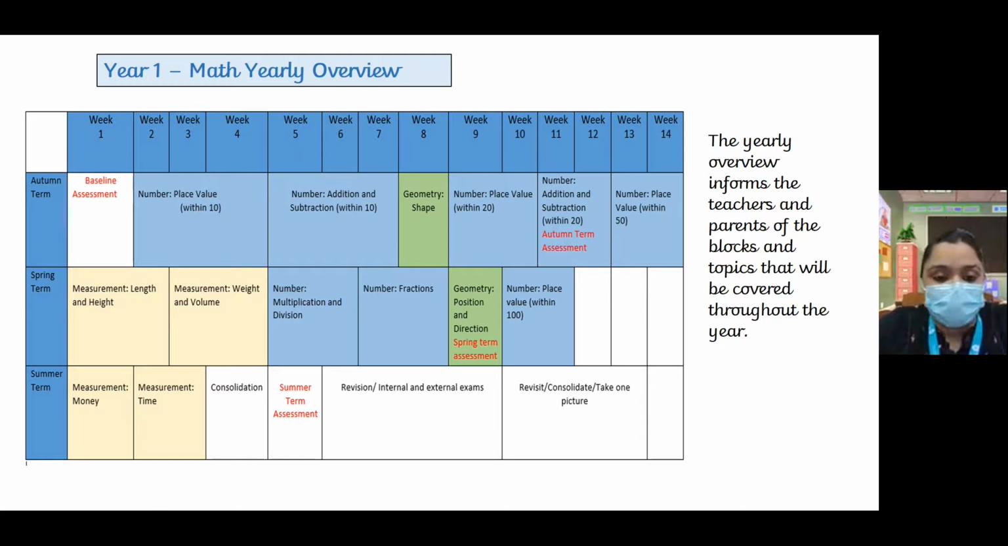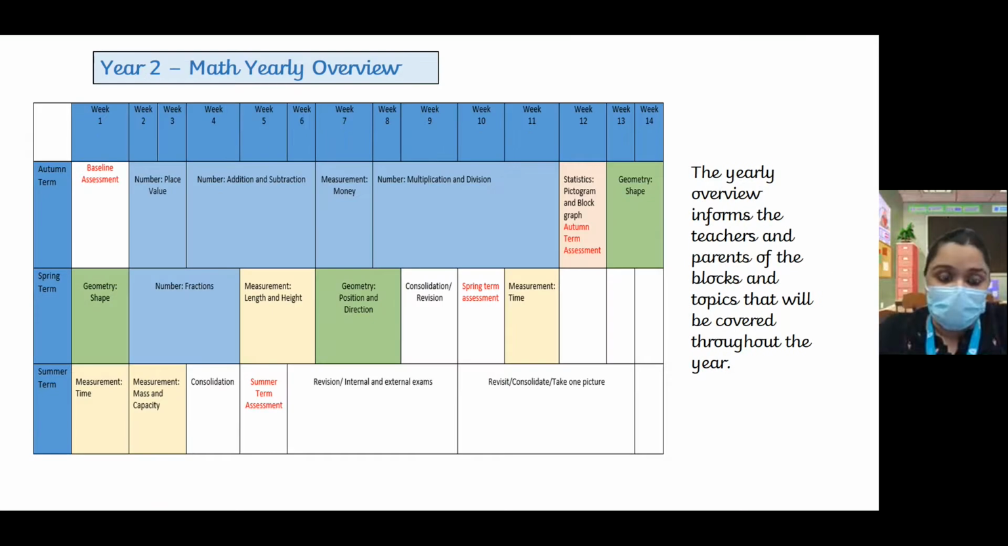If we look at multiplication and division, in year 1 it would be covered during the spring term, that is the second term of the year. So the yearly overview gives you and us an idea and understanding of how the topics will be covered and, most importantly, when they will be covered during the year. This is the yearly overview for year 1, and here is the yearly overview for year 2.